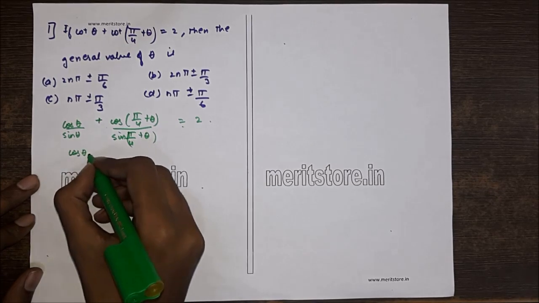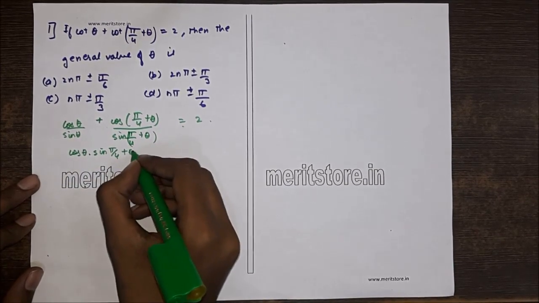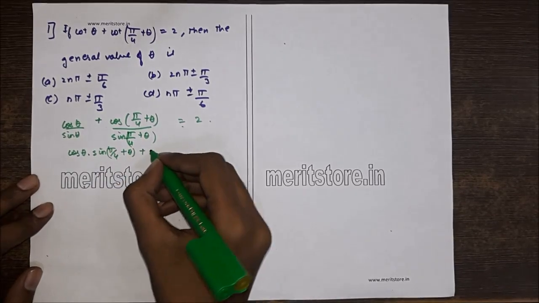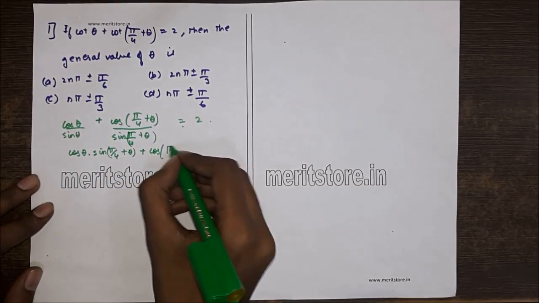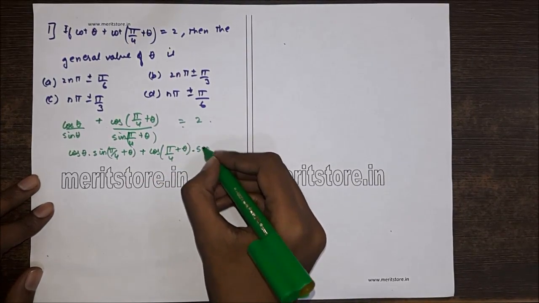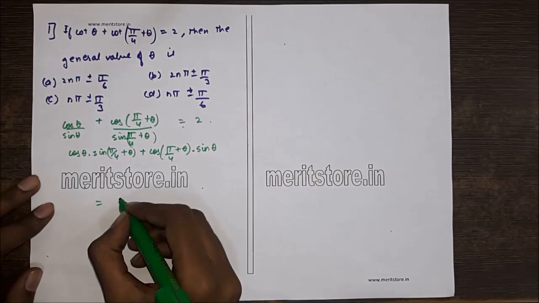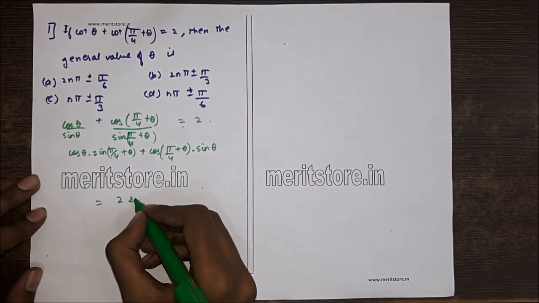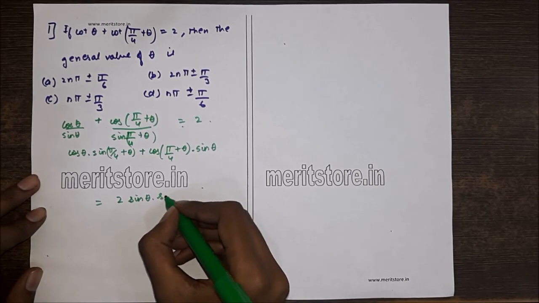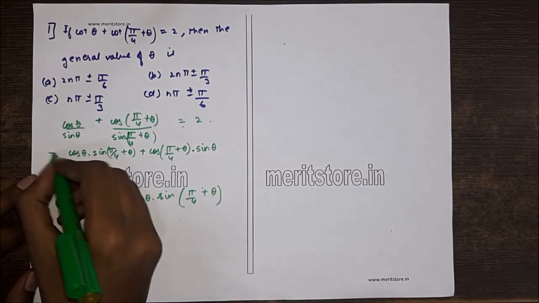cos theta sine of pi by 4 plus theta plus cos of pi by 4 plus theta into sine theta is equal to, we bring the denominator to the RHS, so that is 2 into sine theta sine of pi by 4 plus theta.